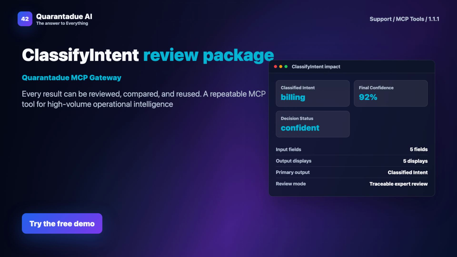To summarize, ClassifyIntent gives you fast, accurate, and auditable intent classification. It eliminates manual sorting, ensures customers reach the right help instantly, and provides the data to continuously improve your support.